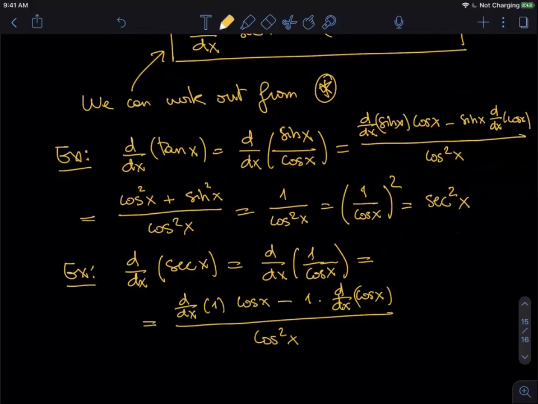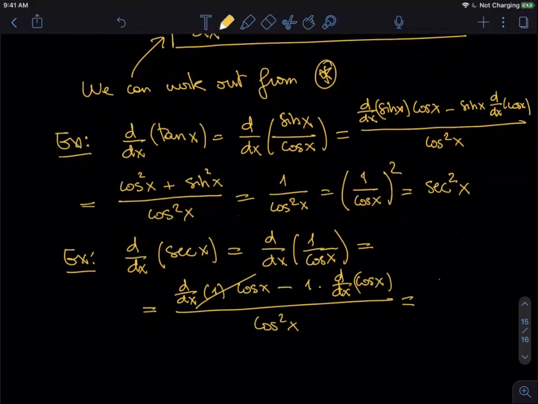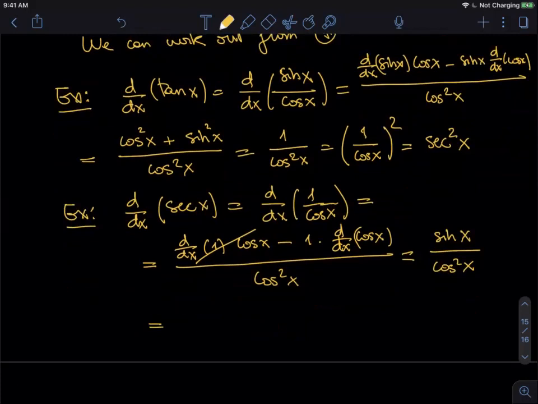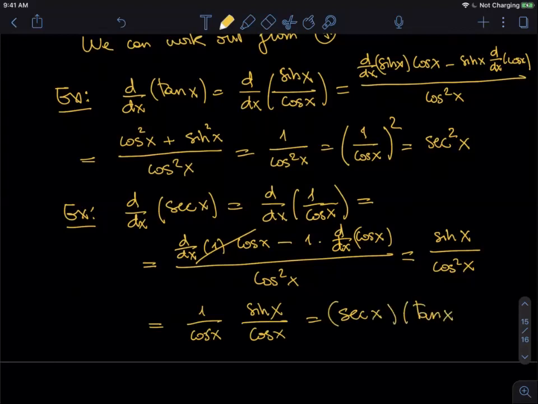The derivative of 1 is 0. Okay, so this term disappears. And the derivative of the cosine is minus the sine. So that makes sine of x divided by cosine square of x. And this is 1 over cosine of x times sine of x divided by the cosine. So this is the secant times the tangent, okay? So this is how you do it if you don't want to memorize these two.